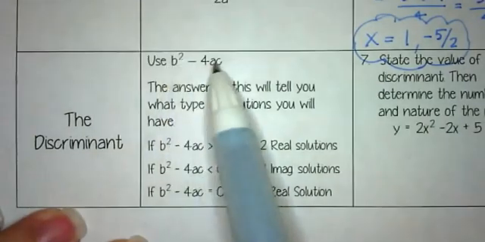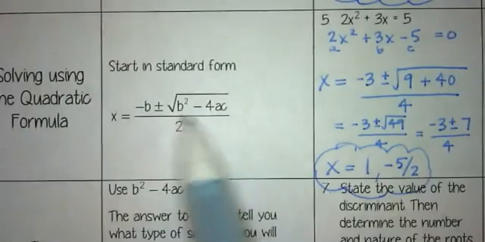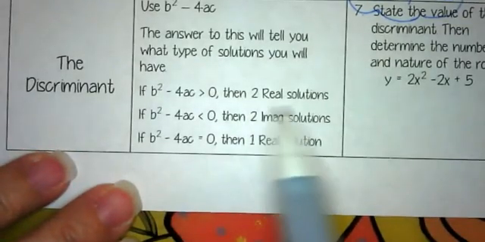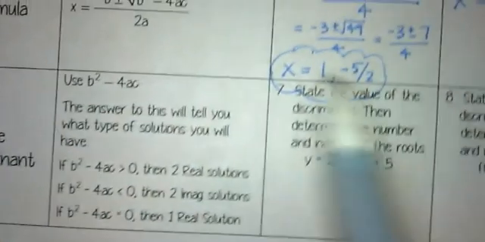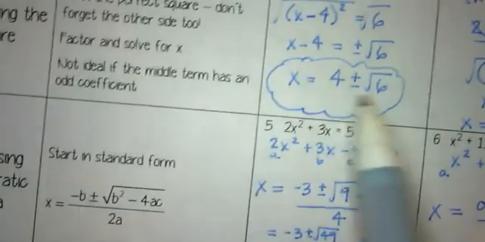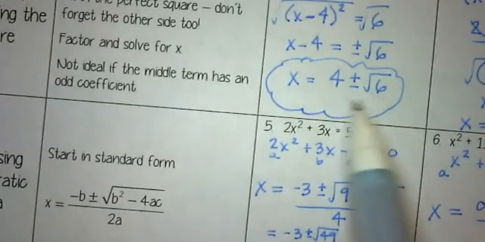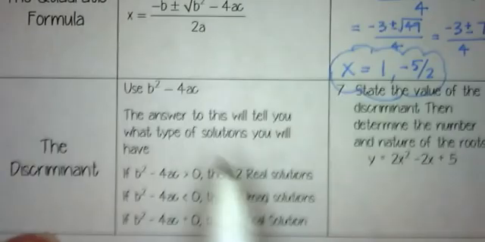Because if this is positive, then you're going to have the square root of a positive number, which means you're going to have two real solutions. Now, they could be like this, or they could be like this. But they would be real solutions because the answer in the square root is positive.